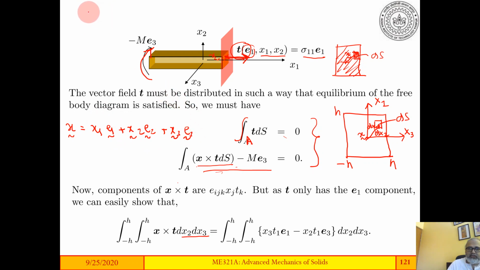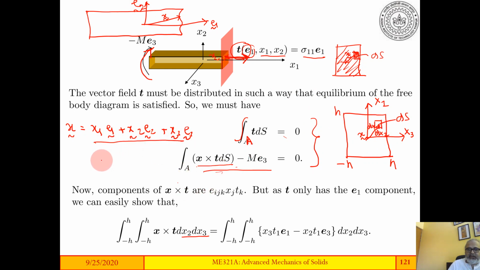So if you draw the, so this is your plane. So this is your x. This is the projection of x. In the 1, 2 plane, this is the projection of x in the 2, 3 plane. So x is given by this, and t is, remember, t is sigma 11 e1 only.